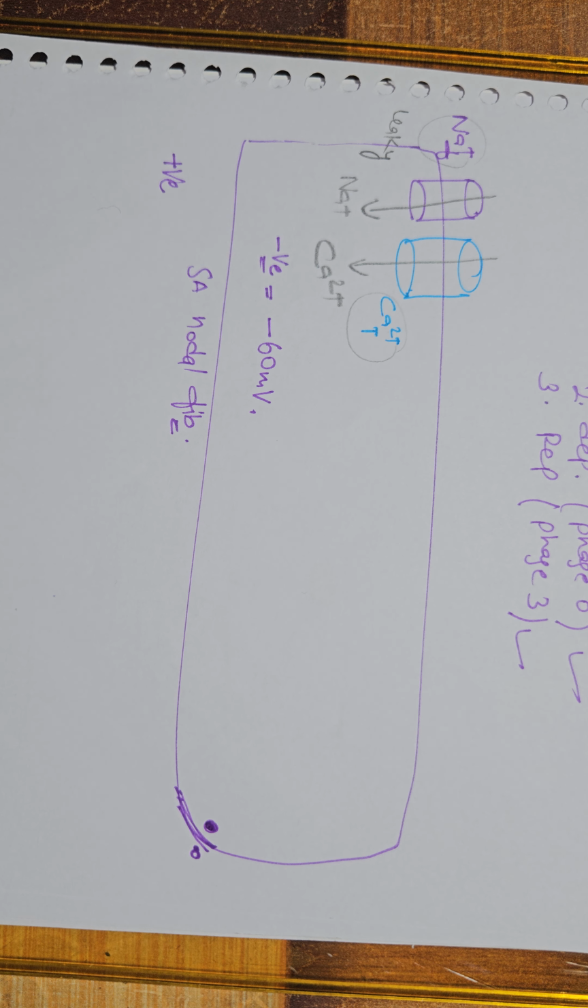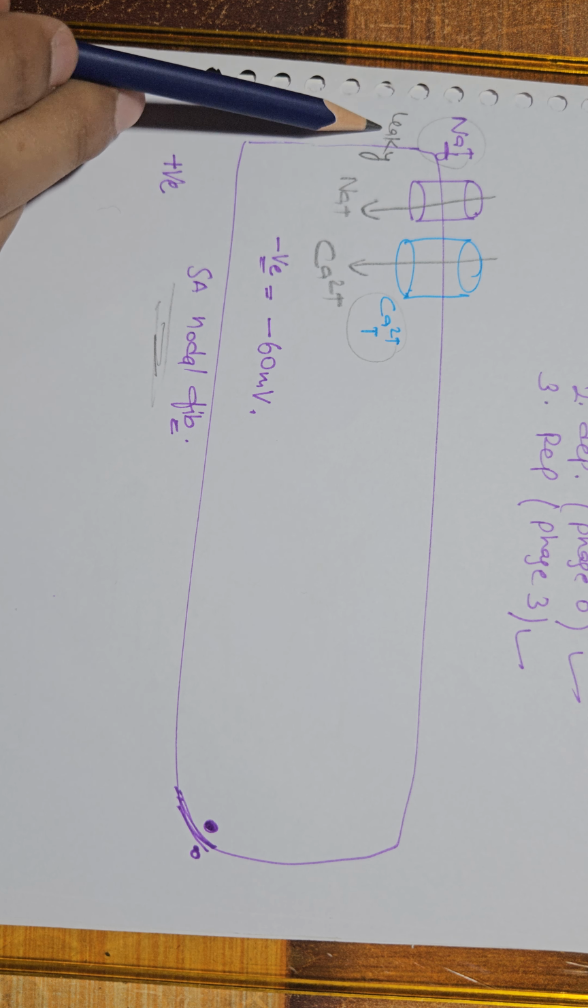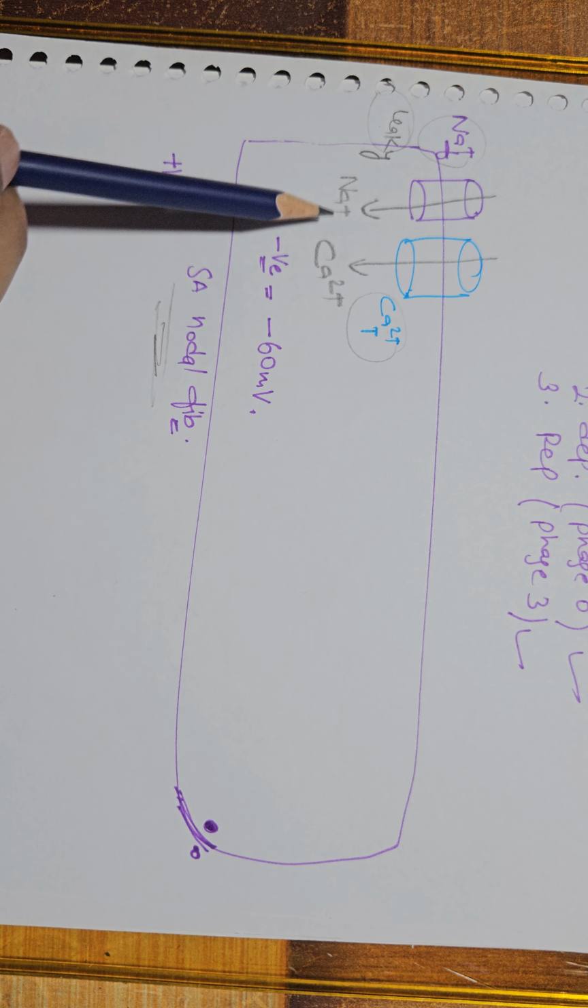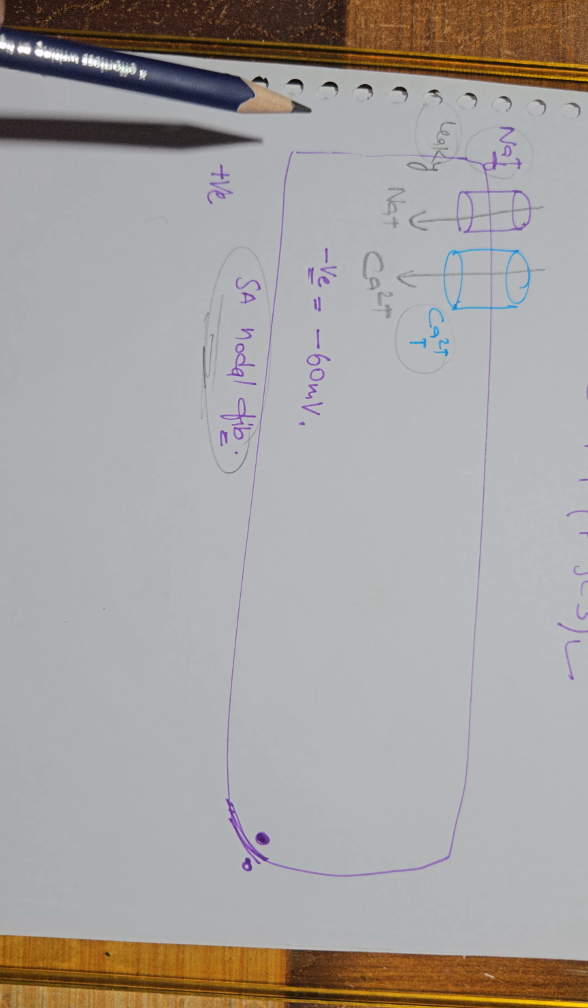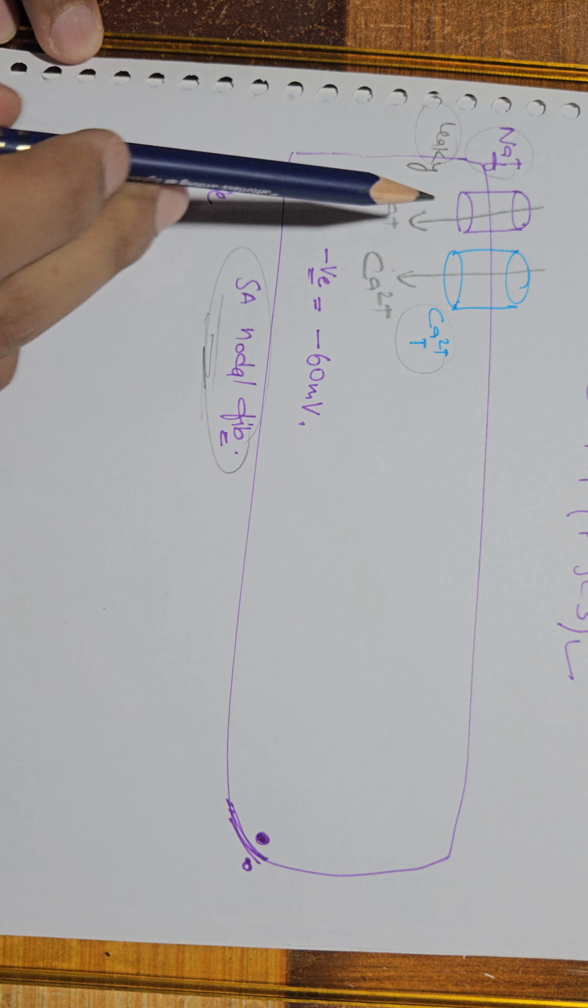Leaky channels means we are not giving any stimulus to this SA nodal fiber. These leaky channels function on their own. That means sodium and calcium keep coming inside this nodal fiber on their own. Clear? So now we will plot this electrical activity, this coming of sodium and calcium, on a graph.